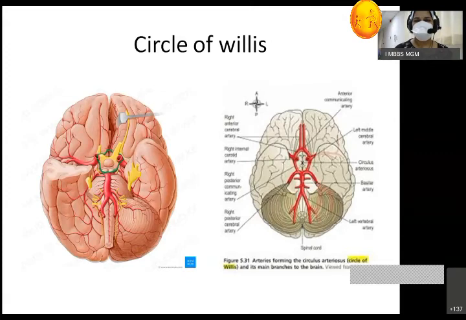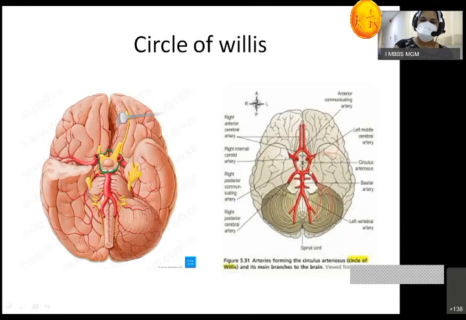Now this is the circle of Willis. We have in short seen this: there are two vertebral arteries which pass through the foramina of the cervical vertebrae. They come together, and at the base of the pons, in the groove, they join together to form the basilar artery. Then they give numerous branches. This is from the posterior side. From the anterior side, the internal carotid comes.